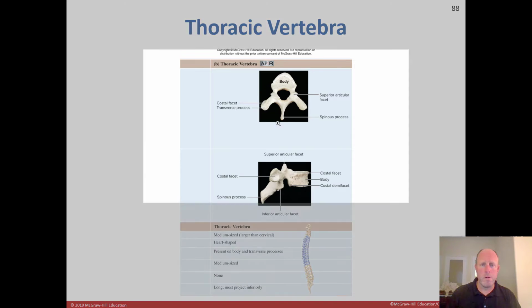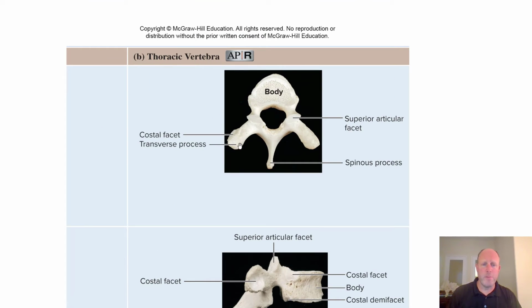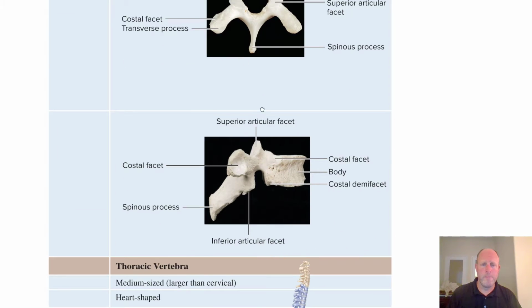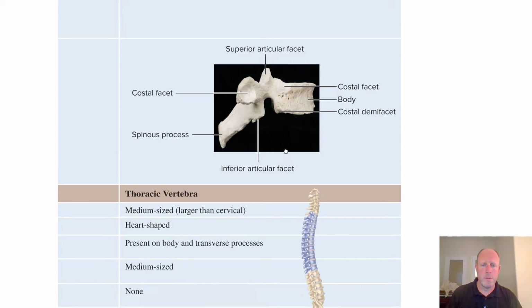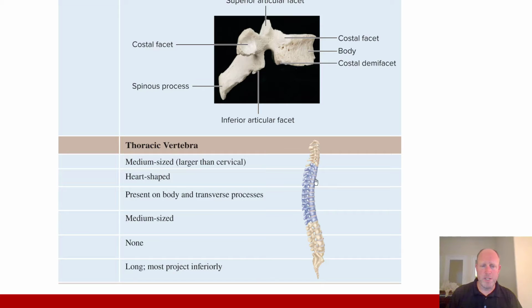So taking a closer look here, our thoracic vertebra, we see our costal facet and our spinous process here. Look at this superior view here, and superior articular facet and the costal facet. And we also see more of a lateral type view. We have the costal facet here, the superior articular facet, our spinous process protruding posteriorly there, and the body of the vertebra and the costal demifacet. And of course, that being the thoracic vertebrae here.